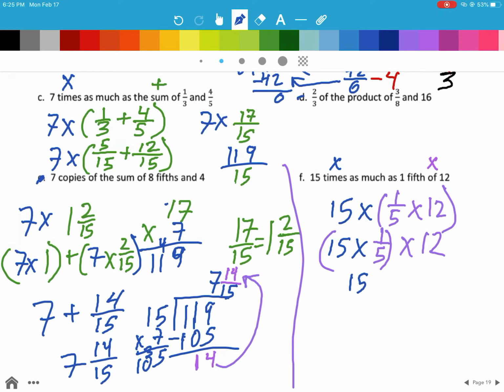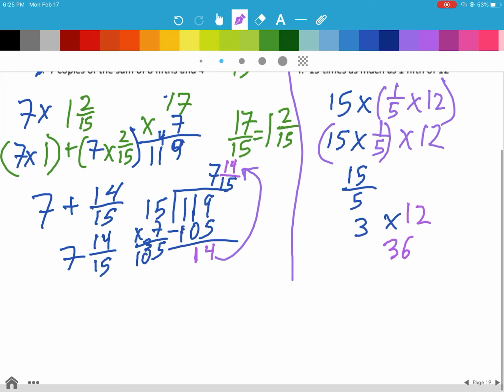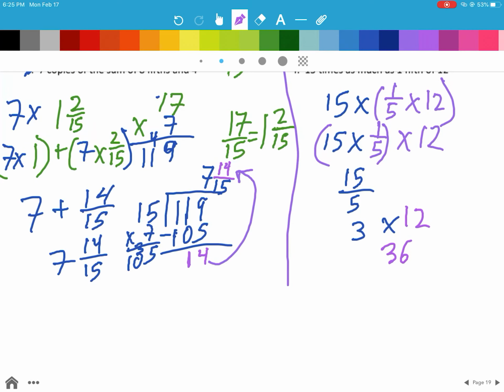Now, why is that going to be easier? Well, if you look at it, 15 and 5 are related, so it's going to be 3 times 12. And that's going to give me 36.